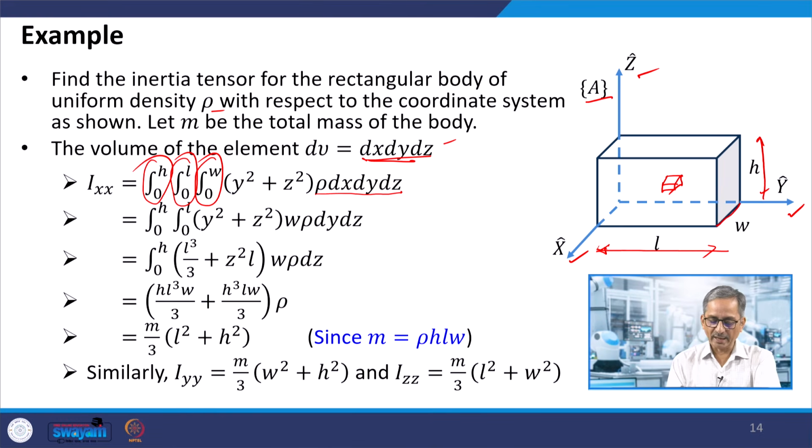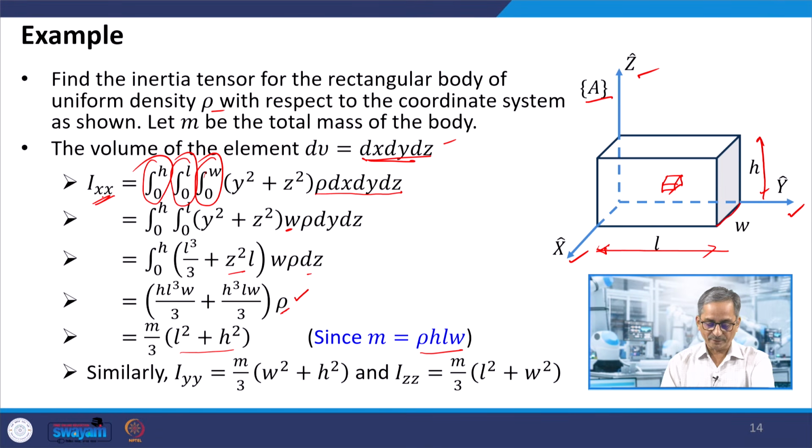Initially I carry out integration about x. So, this integral from 0 to w will give me the w term, and then I can carry out integration about y. So I get this term, and finally integration about z. So I get this term. Now, if I take h L w outside, and as rho we already have, I will get the mass term. So, I have m by 3 and here L square plus h square. So, this is for Ixx.